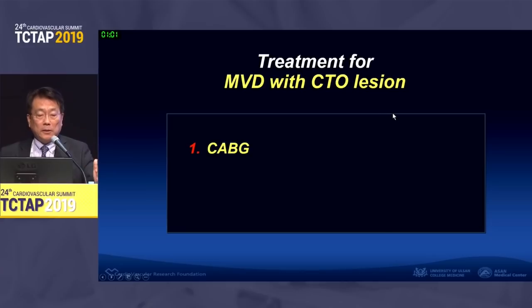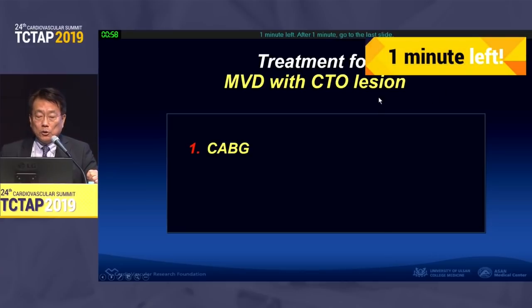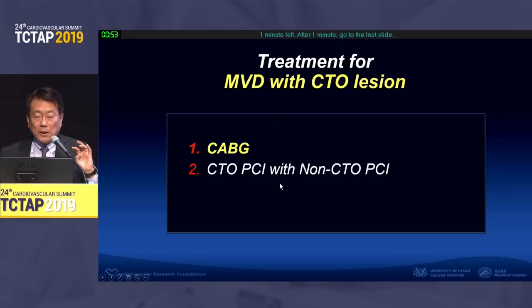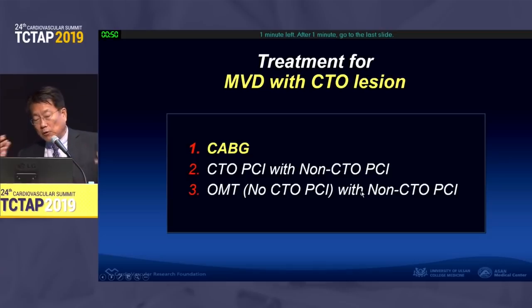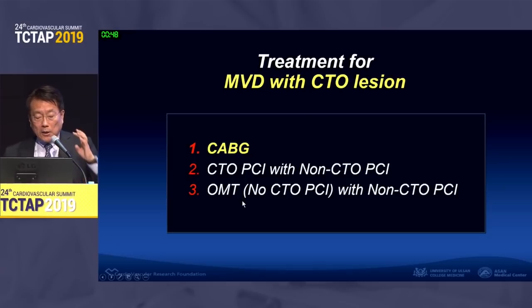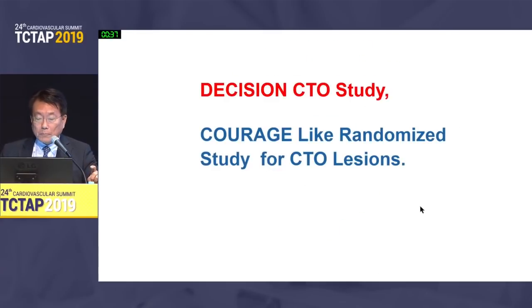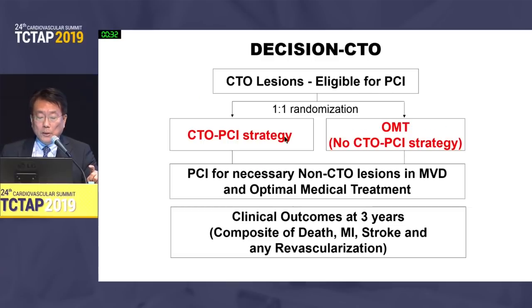In current practice, from our registry data, treatment for multi-vessel disease with CTO is bypass surgery, or CTO PCI with non-CTO PCI for aggressive complete revascularization, or optimal medical treatment, just leaving the CTO lesion alone and doing non-CTO PCI. I want to move on to the COURAGE-style randomized study for CTO. We have CTO lesion PCI versus optimal medical treatment with no CTO PCI, along with non-CTO region PCI.